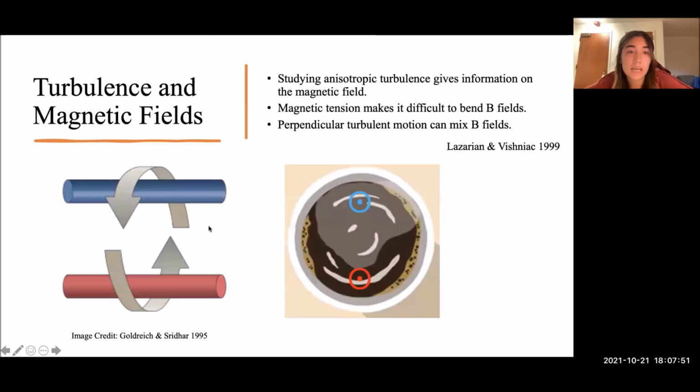Now on to turbulence and magnetic fields and their relationship. Studying anisotropic turbulence gives information on the magnetic field. In this image on the left, we see these two rods, as well as the two rods on the right. We can think of these different rods as magnetic field lines. Magnetic tension makes it very difficult to bend these magnetic fields. However, when there is perpendicular turbulent motion, these magnetic fields can mix, kind of if you imagine your hands going up and down, and that makes them easier to identify and to study.